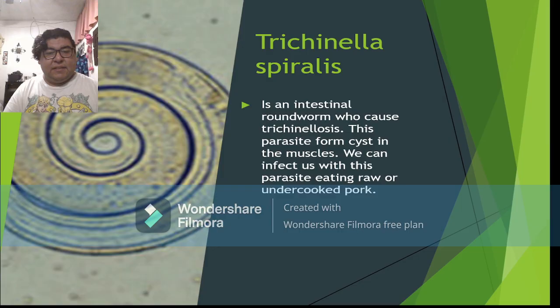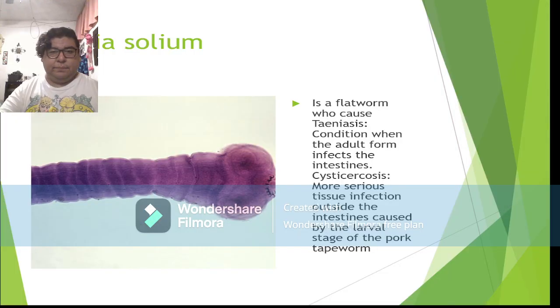Trichinella spiralis is an intestinal roundworm that causes trichinellosis. This parasite forms cysts in the muscles. We can only be infected with this parasite by eating raw or undercooked pork.